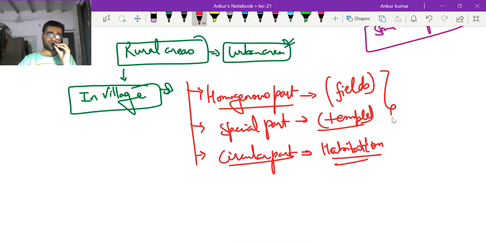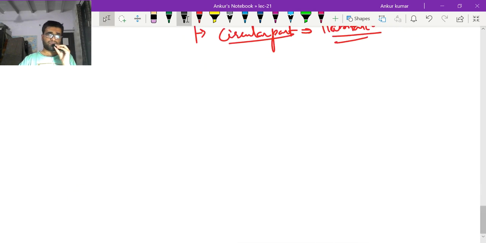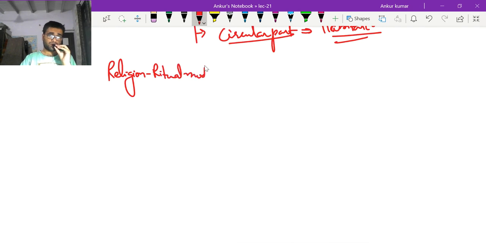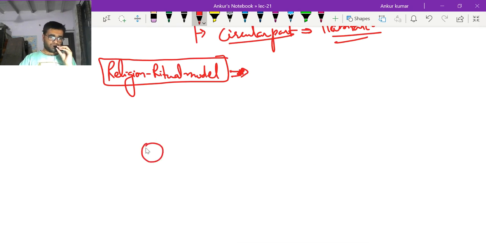To explain this differentiation of village land in three parts, there were two models given. One was the religion ritual model. See, what was there in the religion ritual model? First of all, this was the special part in the center, and these are the three parts we mentioned: the homogeneous part, the circular part, and the special part. Around the special part, there was the khas gaon.